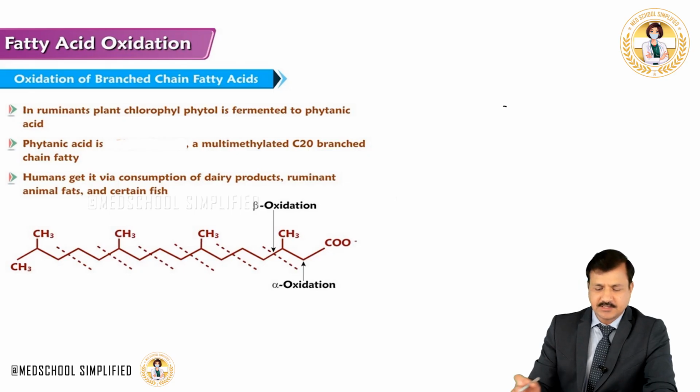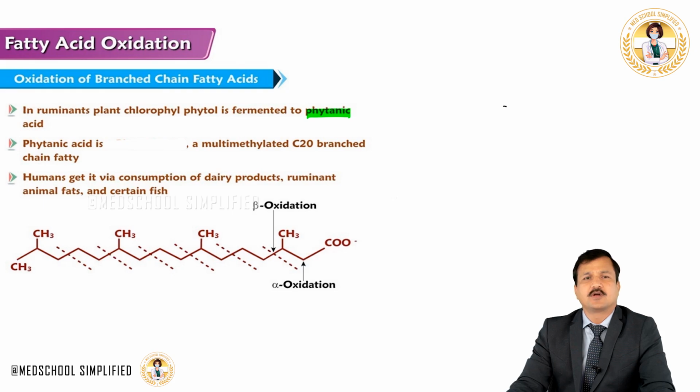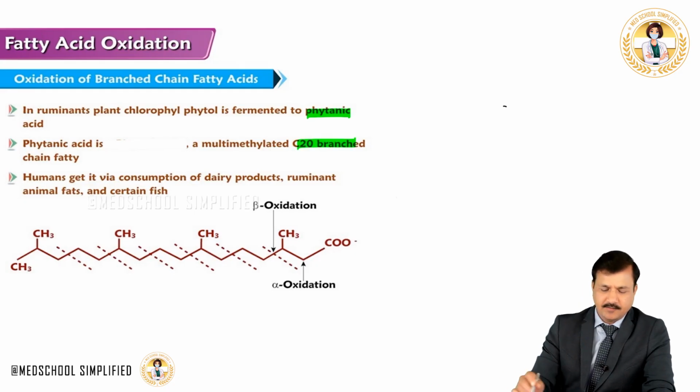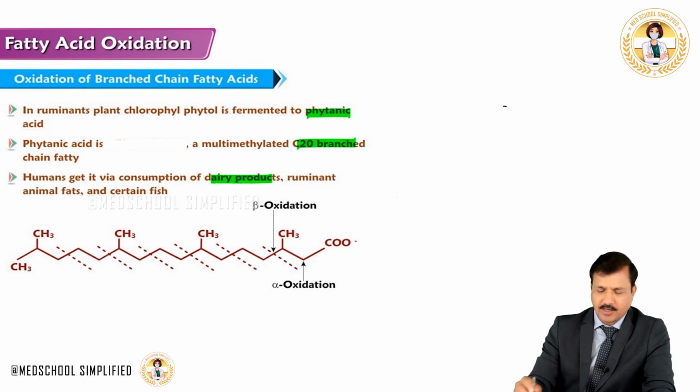An example of a branched chain fatty acid is phytanic acid. This phytanic acid comes from a fermented product of plant material in a ruminant animal's gut. When plant material is fermented, especially the chlorophyll, phytol is released, and this phytol is further fermented into phytanic acid. Phytanic acid is a multi-methylated 20-carbon fatty acid, and humans get it via consumption of dairy products, ruminant animal fats and certain fish.